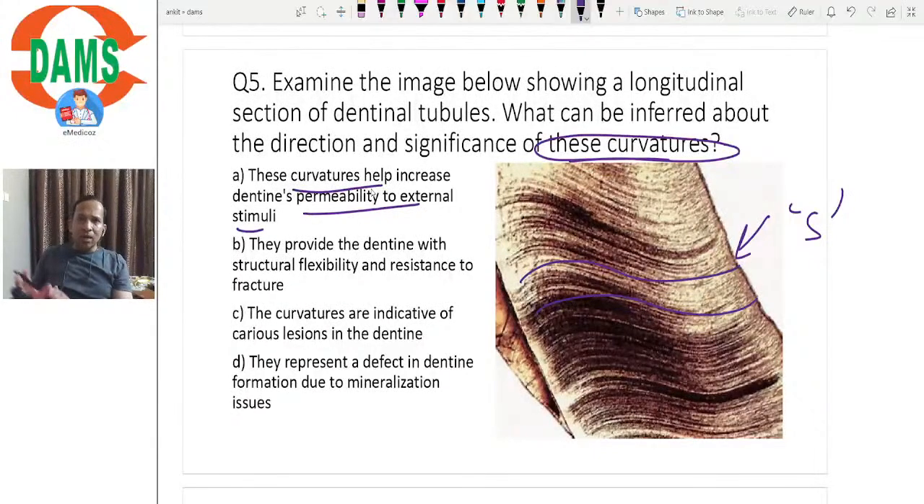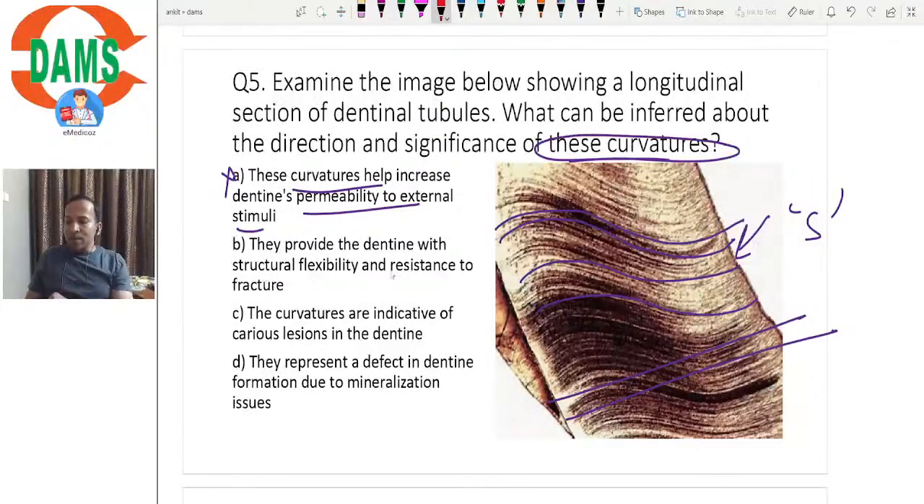So do you think the curvature will increase the permeability, or do you think it will decrease the permeability? Because any fluid will not have a direct access from here to the pulp, isn't it? There is no direct access. The fluid will have to go through a curved tubule, so its movement will be hindered. So permeability would actually be decreased because of this S-shaped curvature. So option A is incorrect.